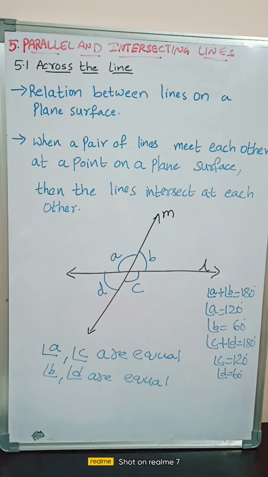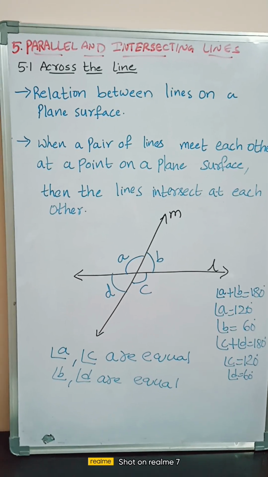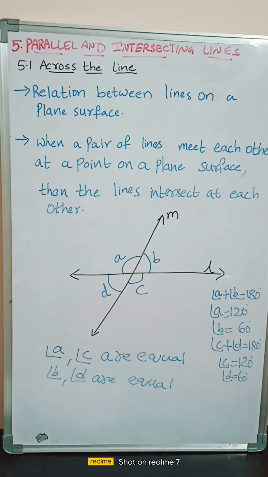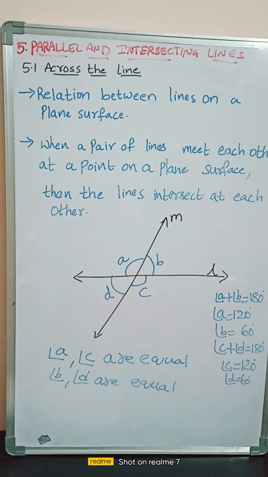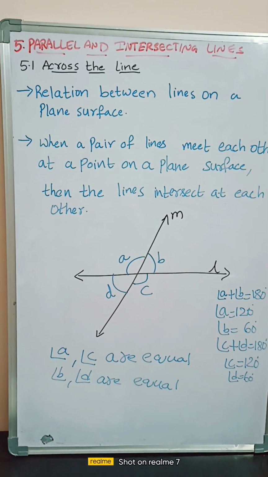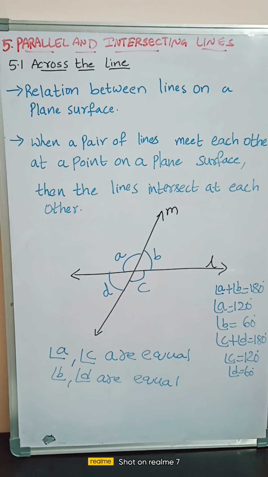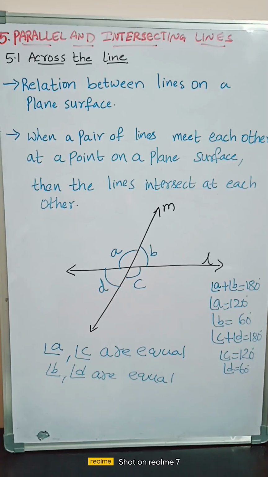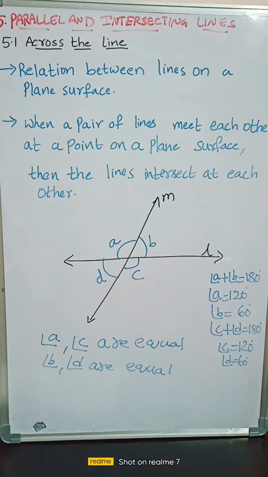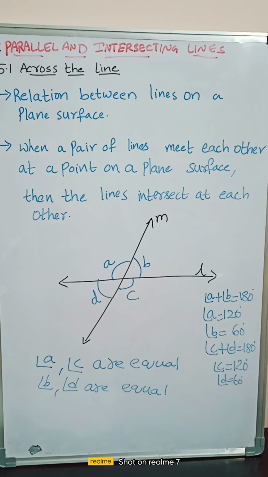Because angle A plus angle B together make 180 degrees, because they are in a straight line. Similarly, angle C plus angle D is also 180 degrees. So if angle A is 120 degrees, angle B is 60 degrees. Likewise, if angle C is 120 degrees, angle D is 60 degrees.